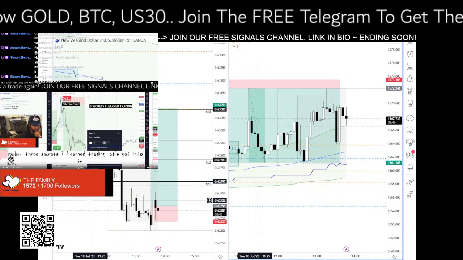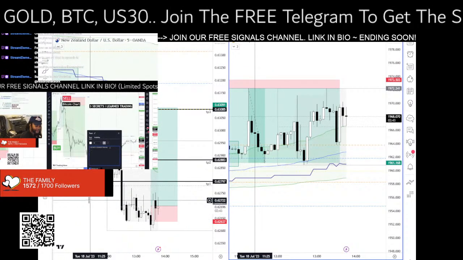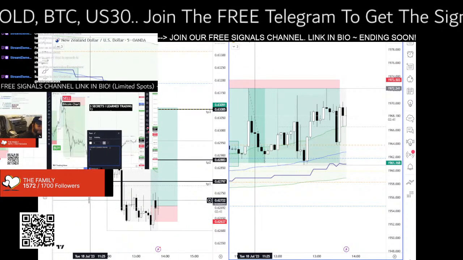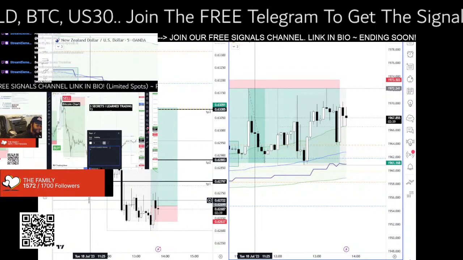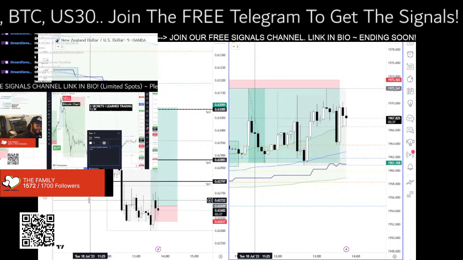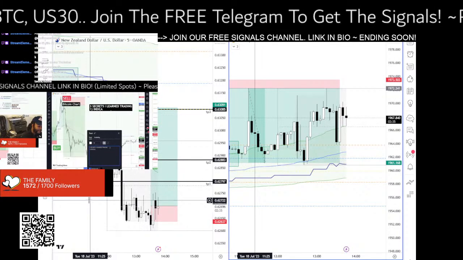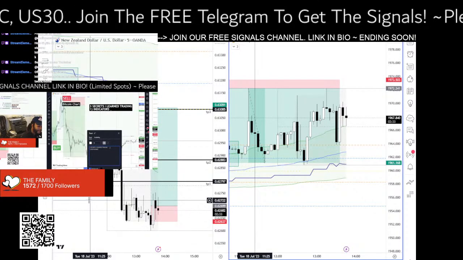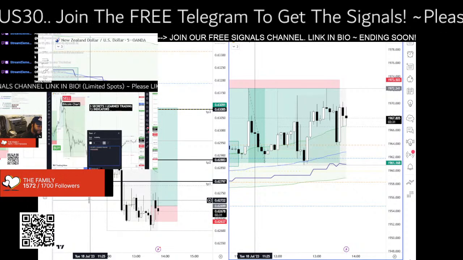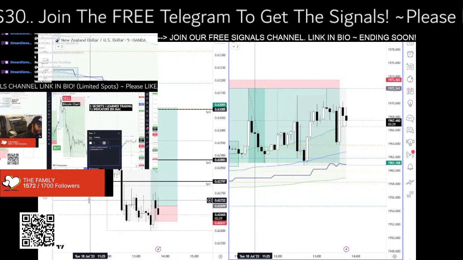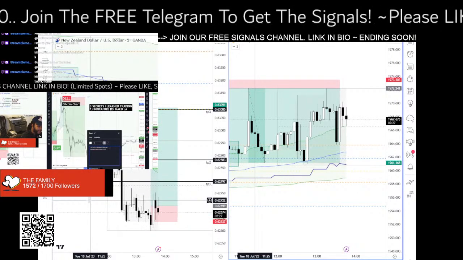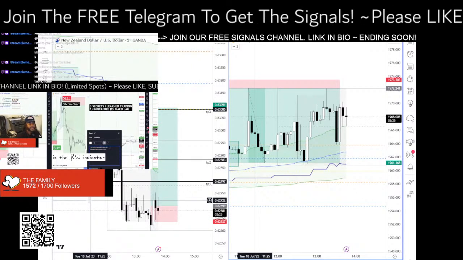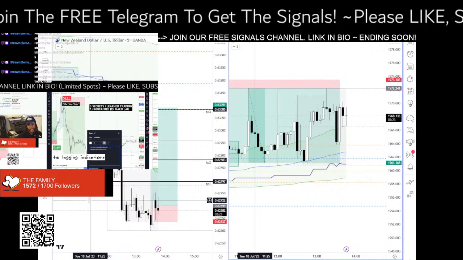3 secrets I learned trading. Let's get into it. The first secret I learned is indicators. The RSI indicator and the MACD indicator, they're lagging indicators.